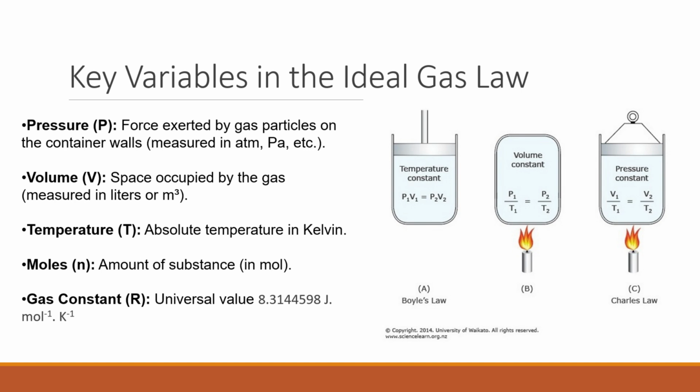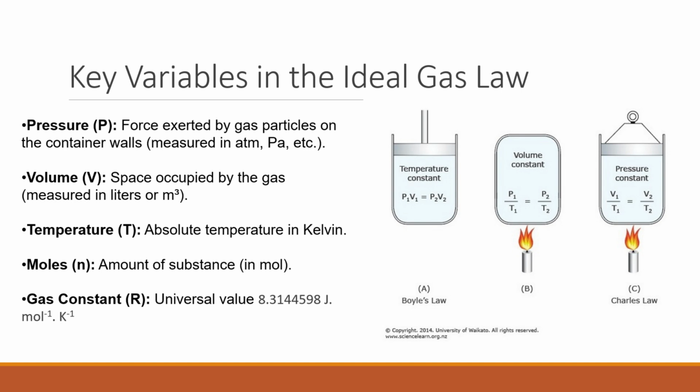Next is volume, or V. Volume is the space occupied by the gas. It's often measured in liters, but it can also be in cubic meters or other units. The volume is important because, according to Boyle's law, as pressure increases, the volume tends to decrease, assuming temperature is constant. Similarly, increasing the temperature of a gas increases its volume if pressure remains constant.